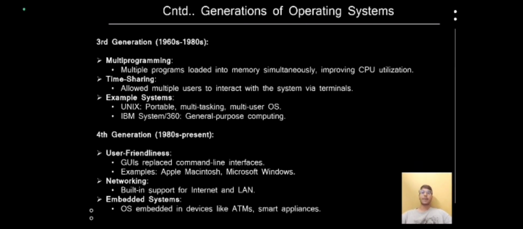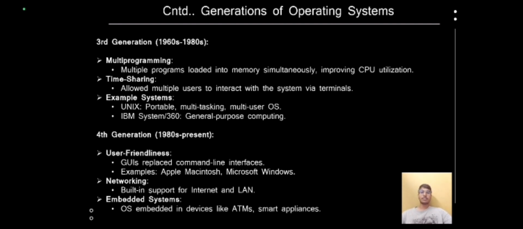The third generation, spanning from the 1960s to the 1980s, brought several groundbreaking features. Multi-programming allowed multiple programs to reside in memory simultaneously, ensuring better utilization of the CPU. Time-sharing systems enabled multiple users to interact with the computer in real time through terminals. Innovations like spooling overlapped input and output operations with computation, further improving efficiency. This era also saw the development of virtual memory and operating systems like Unix, which became a foundation for many modern systems, and IBM System 360, which introduced the concept of a general purpose computer.